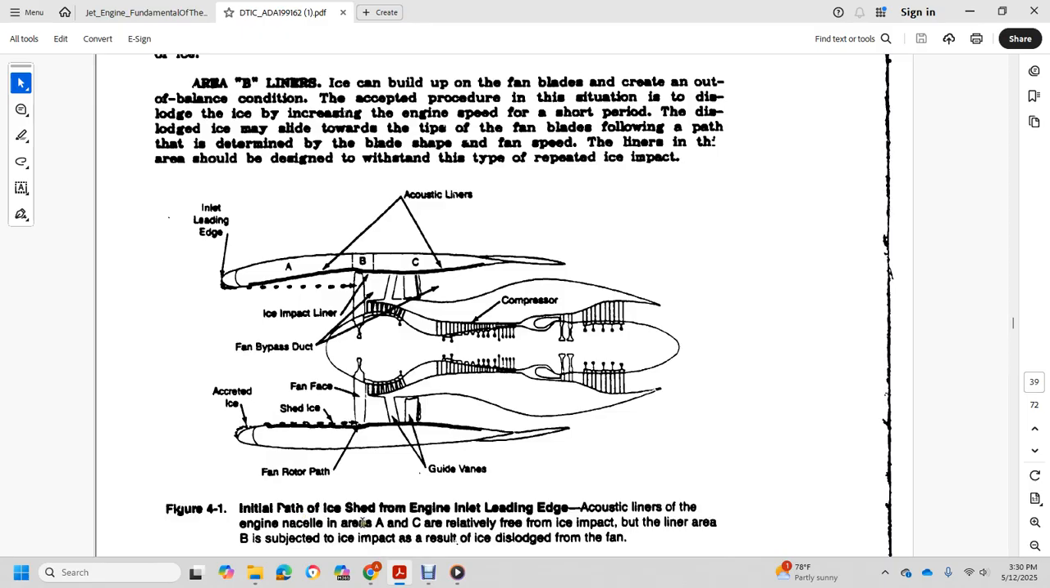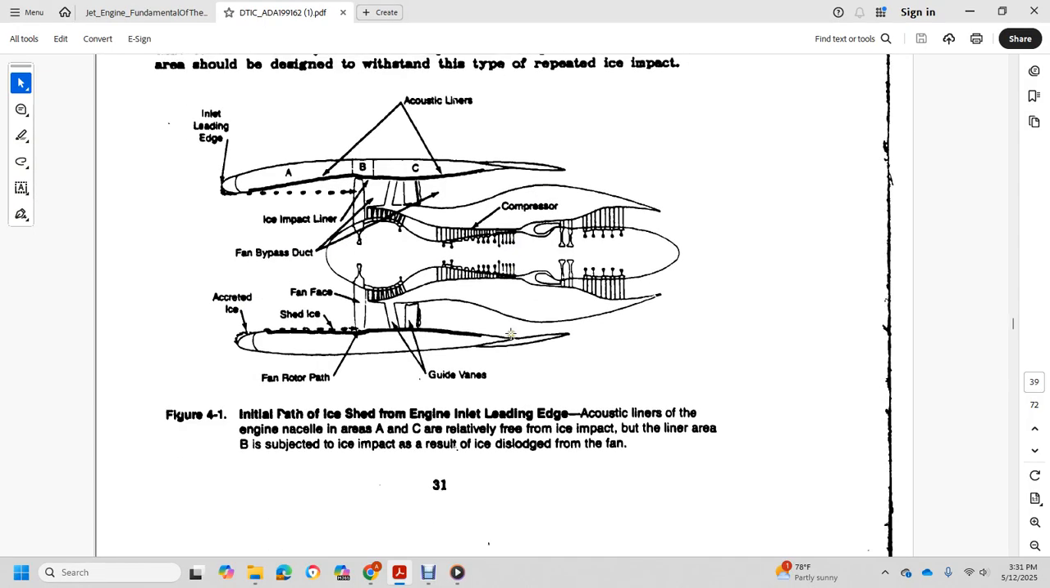Okay, figure 4.1 shows the initial path of ice, showing the engine inlet fitted with acoustic liners. Areas A and C are relatively free from impact, and liner B is subjected to the ice impact as a result of ice dislodged from the fan. We have an inlet edge, that's area A, and then B in the fan rotor path, and then acoustic liners A, B, and C. So they have the guide vanes between B and C. Fan rotor path at B, shedding fan ice at 1. B and C impact liners on the fan bypass duct, accelerated accreted ice in A, and the compressor.